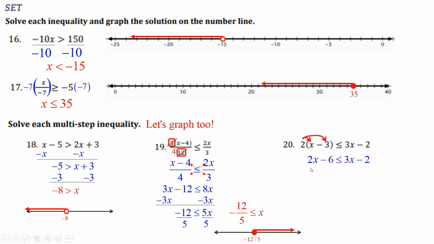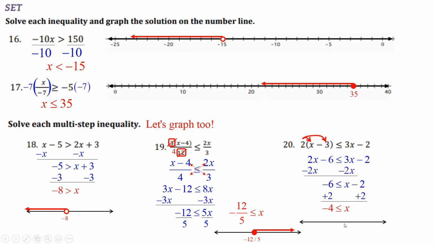Now, let's subtract 2x from both sides. Does not affect the inequality. 2x minus 2x is gone, so I have a negative 6. And 3x minus 2x is x, and we still have that minus 2. Now let's add 2 to both sides. Does not affect the inequality. So negative 6 plus 2 is negative 4. And x, and the minus 2 plus 2 cancels. So x is greater than or equal to negative 4.